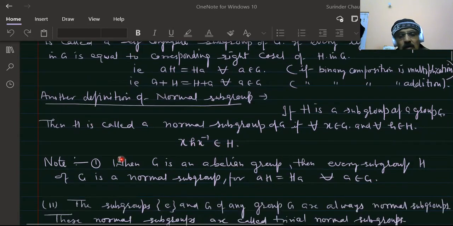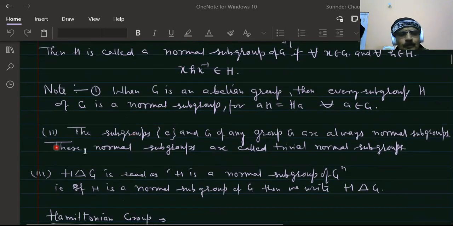Now, some important facts. When G is an abelian group, then every subgroup H of G is a normal subgroup. When G is an abelian group, then every subgroup H of a group G is a normal subgroup, for that is, aH is equal to Ha for all a belongs to G.